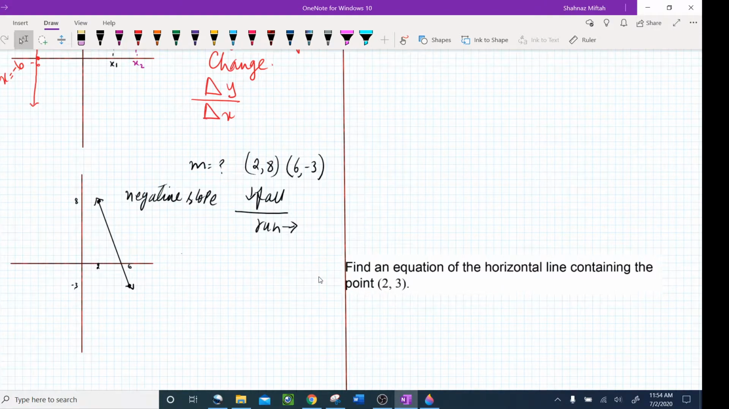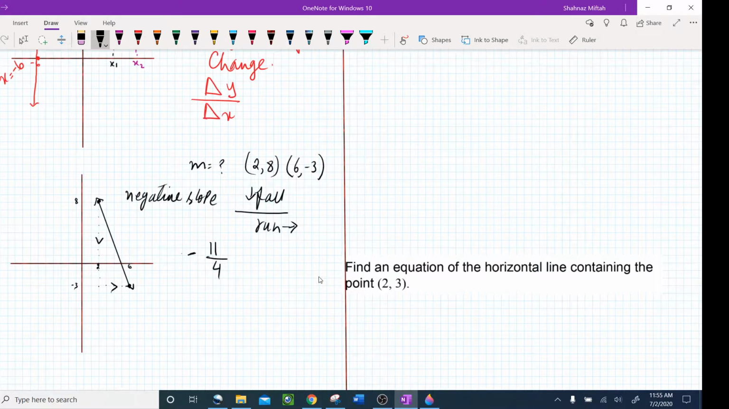So if I fall, watch: 1, 2, 3, 4, 5, 6, 7, 8, 9, 10, 11. So I'm falling 11. And I'm running 1, 2, 3, 4, and I'm running 4. But since it's a negative slope, I have to have that sign: -11/4. So I'm falling and I'm running to the right, and it's -11/4.